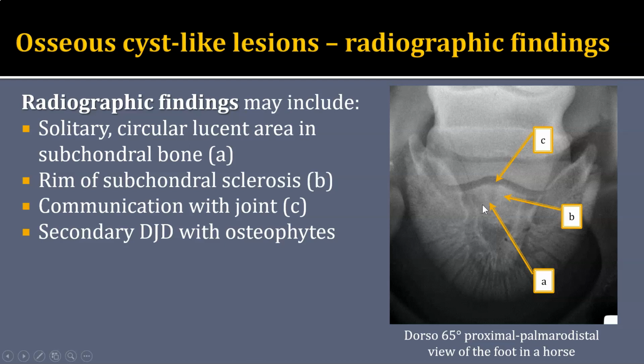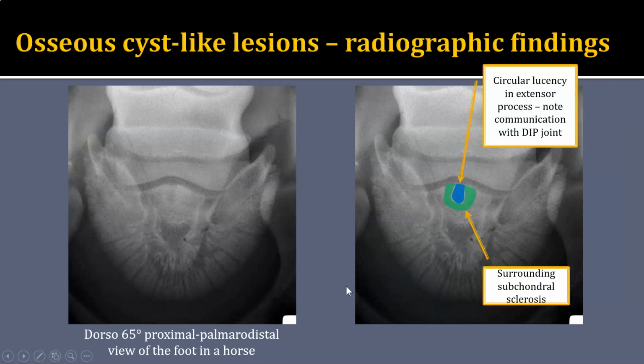Oftentimes we'll see some surrounding sclerosis or that increased bone opacity. Sometimes it is a little bit thicker rim, sometimes it's a little bit thinner rim. And then sometimes when they are close to the joint, we can actually see a little channel like this patient has, a little lucency that actually goes out to the articular surface. And so that would be a little communication or channel to the distal interphalangeal joint. And then again, these can lead to secondary osteoarthritis. This is again just that same lesion without the arrows on it and then with some shading.